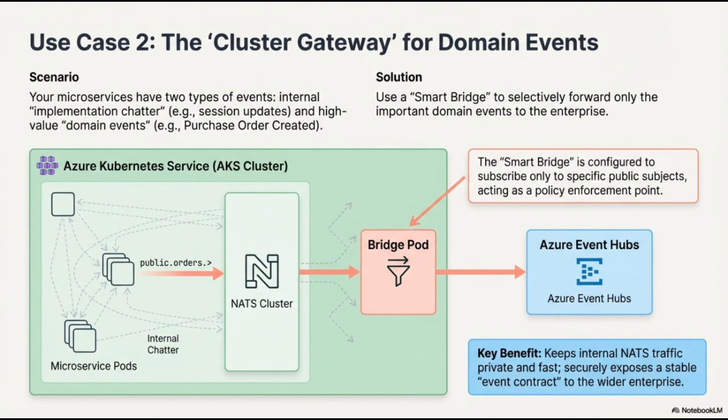Our solution involves implementing a smart bridge within the Azure Kubernetes service cluster. As illustrated in the diagram, microservice pods communicate through an internal NATS cluster. While the vast majority of traffic remains local to the cluster, specific high-value events are published to designated public subjects, such as public.orders. The bridge pod acts as a policy enforcement point, specifically configured to subscribe only to these public subjects. This bridge then selectively forwards these domain events to Azure Event Hubs. The key benefit of this architecture is that it keeps internal NATS traffic private and high-performing, while securely exposing a stable event contract to the wider enterprise.